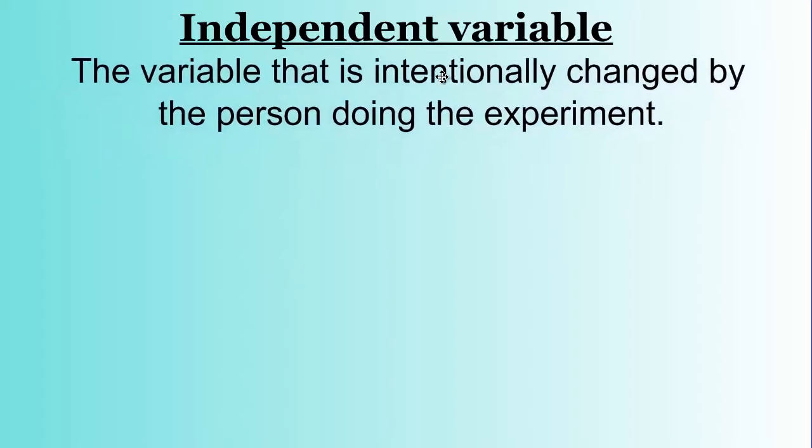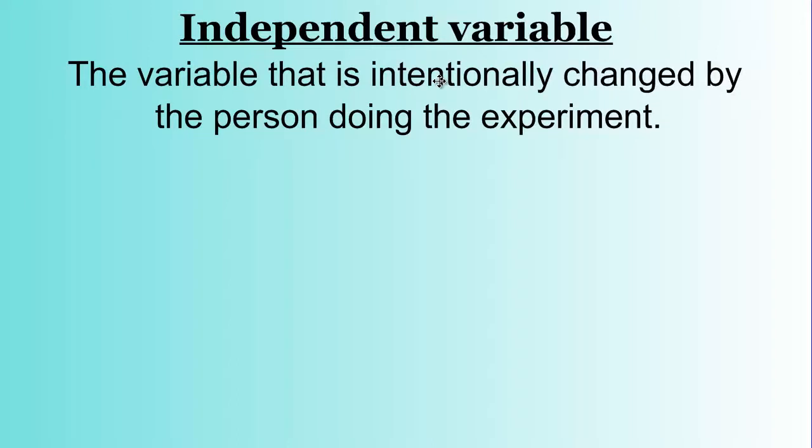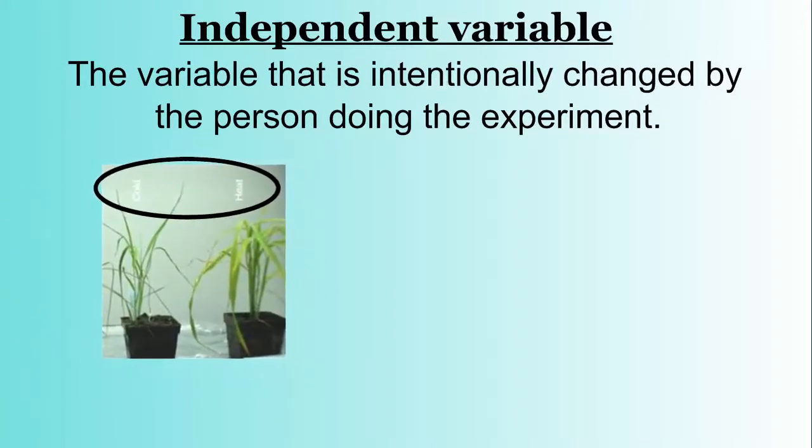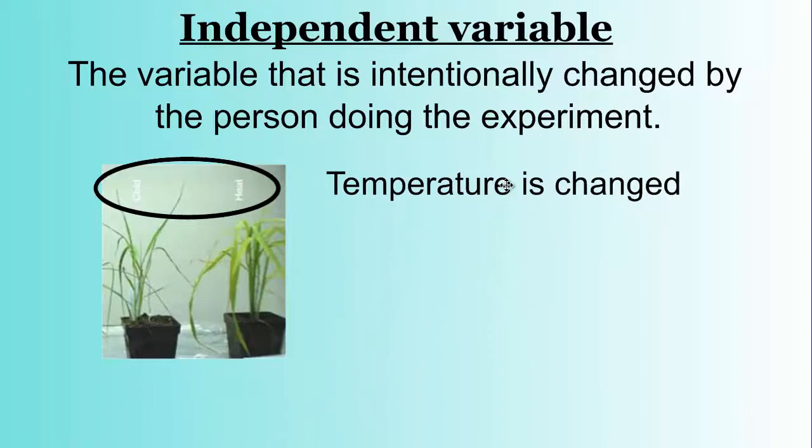There are going to be three types of variables that you'll be putting on your vocab sheet here. The first one is going to be independent variable. It is that variable that we intentionally change as we do an experiment. In this experiment here, we're growing plants. That's not the independent variable. The independent variable is the one we're going to change. In this case, temperature is changed. So that would be your independent variable.